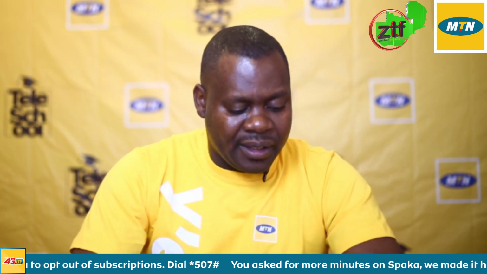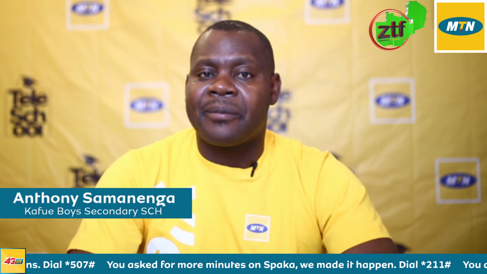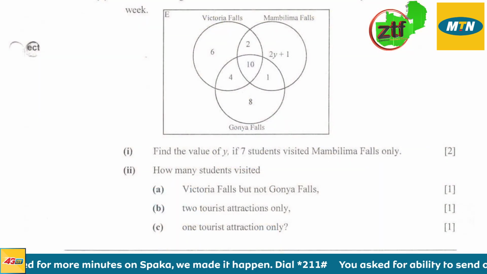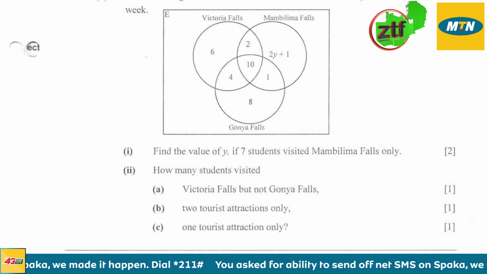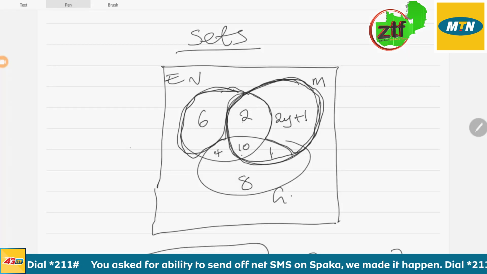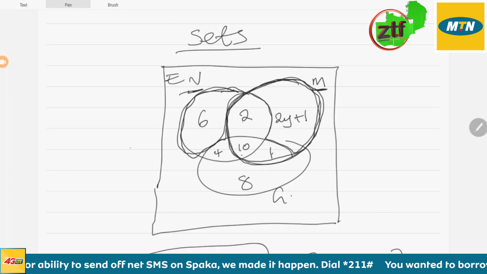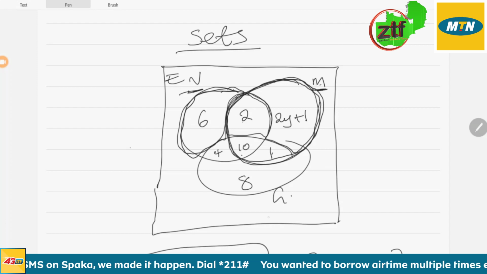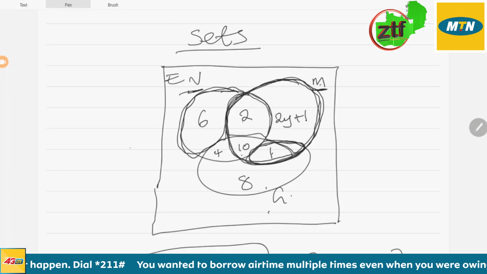We move on now to the next question. How many students visited 2 tourist attractions only? Let's get back to our diagram that I earlier drew. We're supposed to find how many students visited two tourist attractions only. So the only part of two tourist attractions here is when you look at the intersection of V and M, the Victoria Falls and Mambirima Falls, you find that this region is that which represents two tourist attractions only. The intersection set of M and G, just this portion here, is what represents the two tourist attractions only, this and this, and also this one here.